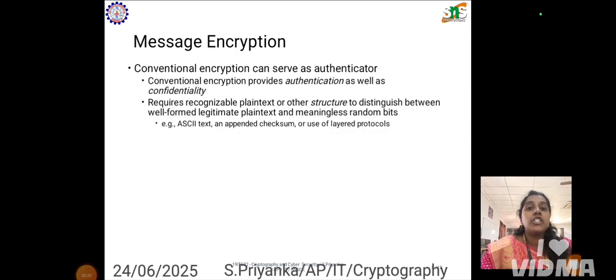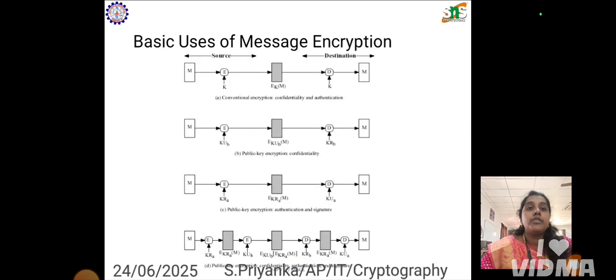Next comes message encryption. Here message encryption can serve as an authenticator. Conventional encryption provides authentication as well as confidentiality. It mainly requires recognizable plain text or other structure to distinguish between well-formed legitimate plain text and meaningless random bits. Here the examples are ASCII text and an appended checksum, or the use of layered protocols.